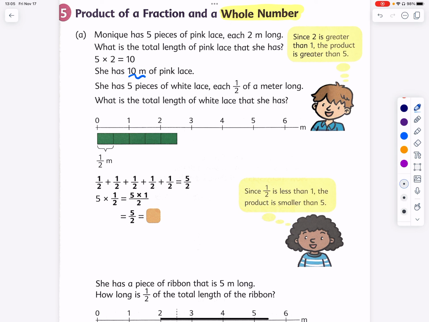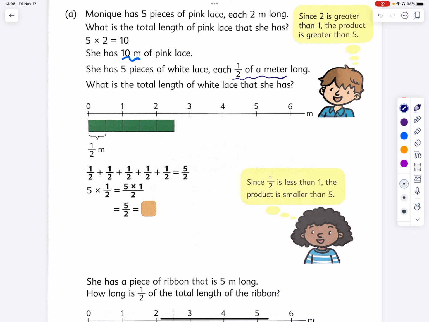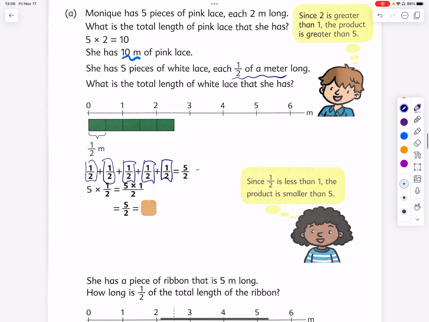Now, let's fast forward to 5th grade. Monique has 5 pieces of lace, each half a meter long. What is the total length of the lace that she has? We are going to use the same logical step. Of course, we're going to add half a meter: half a meter, half a meter, half a meter, half a meter, half a meter, 5 times, and we will get 5 halves, which is the same as 2.5 meters total.